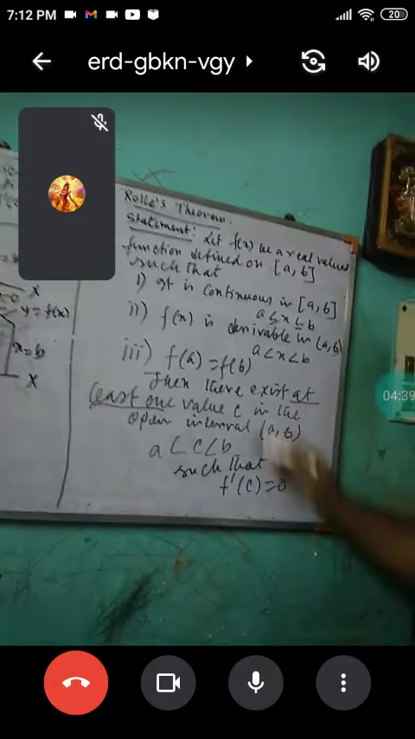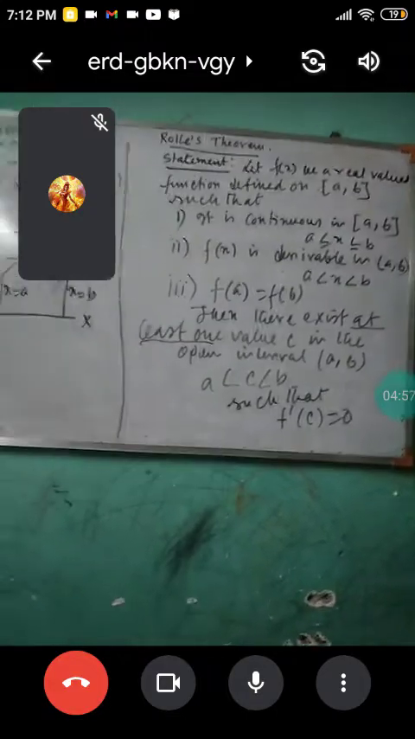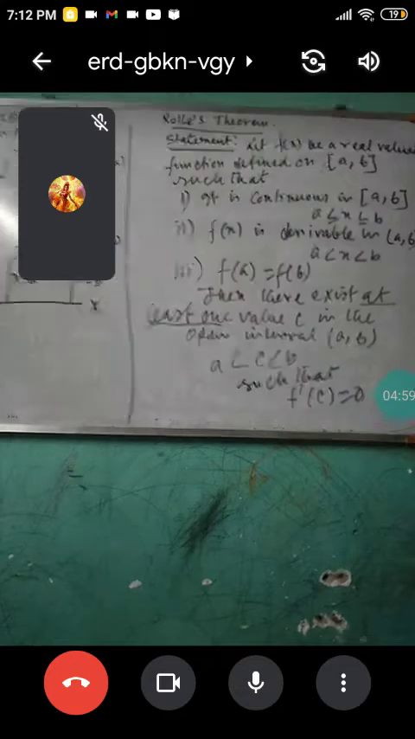Suppose f(x) is given. From f(x) you have to find f'(x), then you will get f'(c), which is an equation in terms of c. From that equation you have to find the value of c. If the value of c lies between a and b, then we can say Rolle's theorem is verified.